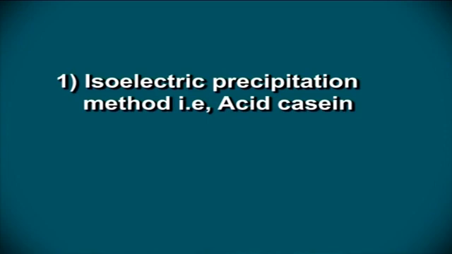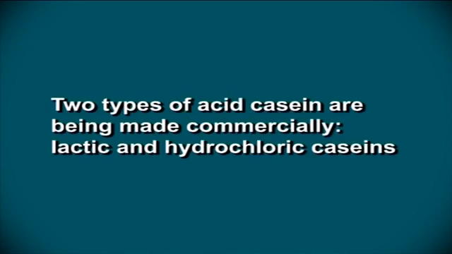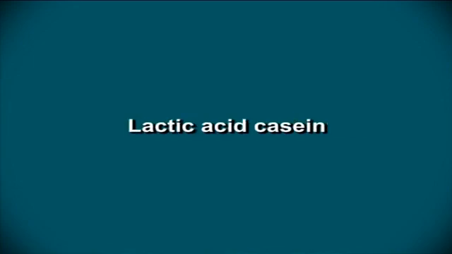Production of caseins. There are two main methods of production of casein on an industrial scale. They are the isoelectric precipitation method, that is acid casein, and the enzymatic method, that is rennet coagulation. Two types of acid casein are made commercially, that is lactic and hydrochloric caseins. Acid casein manufacture, lactic acid casein.